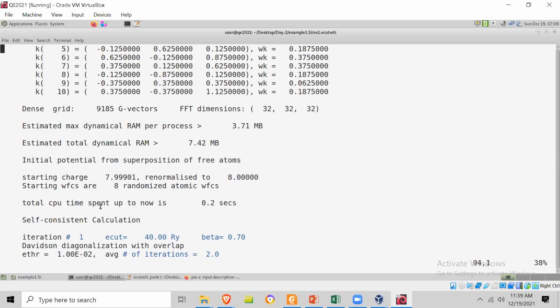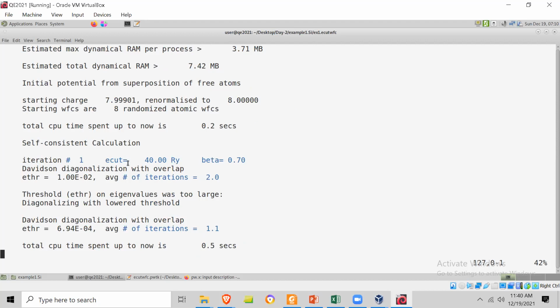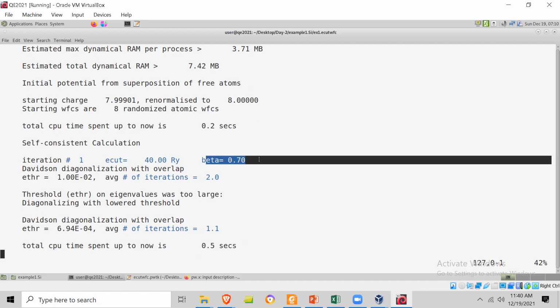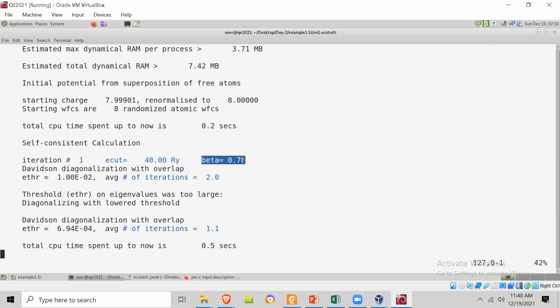So the self-consistent calculation starts here, and it says iteration one. E-cut is given here. And then this beta parameter is a mixing parameter, that is how much of the earlier density is mixed with the later density of the electrons. And then a threshold is given. The threshold is 10 to the power minus two. And the average number of iterations is given here.